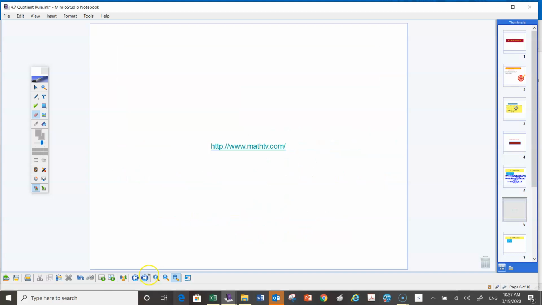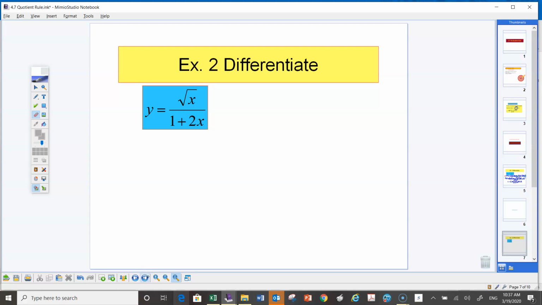All right, let's take a look at another example. In our next example, we have a radical divided by a binomial, 1 plus 2x. So the first thing I must do is get rid of my radical. To do that, I am going to change that to x to the 1/2 all over 1 plus 2x.